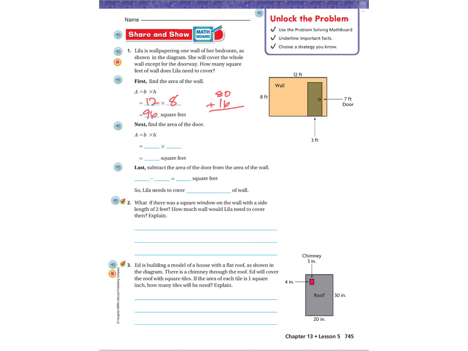Okay. Next, find the area of the door. What's the base of our door? 3. What's the height of our door? 7. 3 times 7 is 21. Last, subtract those. So we have 96 minus 21. I don't like to do it that way. I like to do it this way. So I'm going to rewrite it. 6 minus 1 is 5. 9 minus 2 is 7. So 75 square feet.